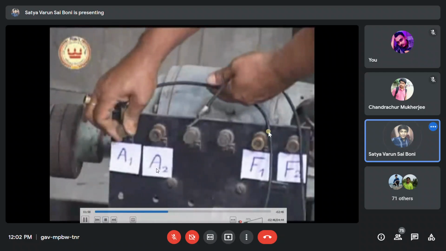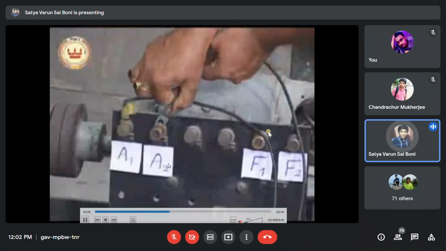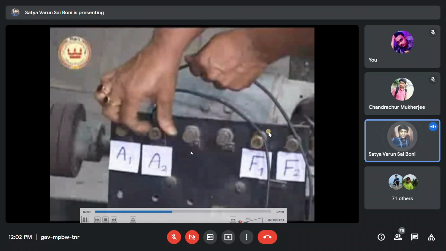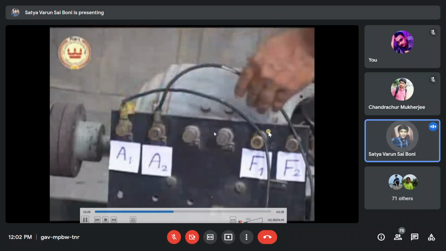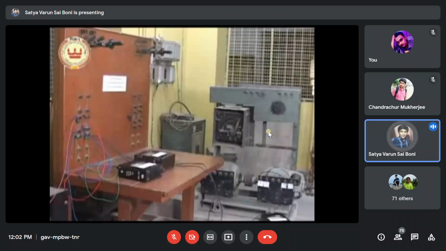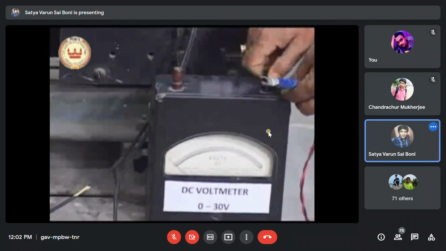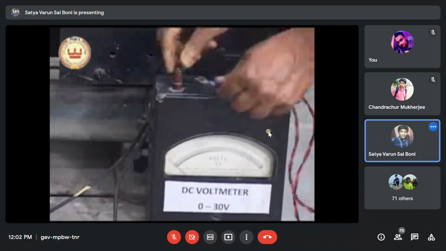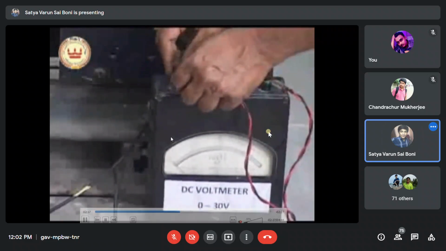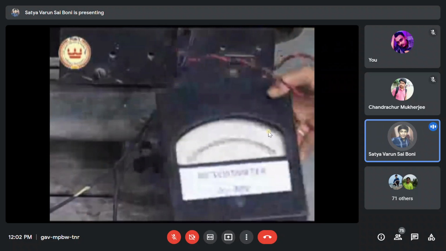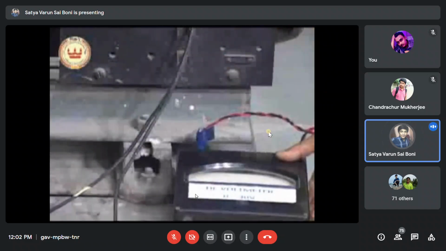See, he is just connecting the armature winding. You just see, because he is just calculating the armature resistance now. So he is connecting the wires to the armature knots. If you know how to connect that thing, then it will be more clear.